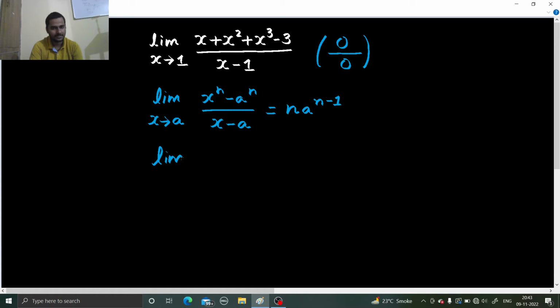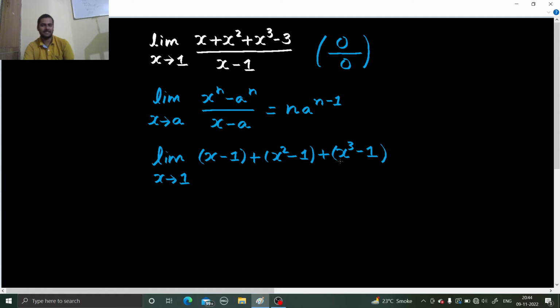So limit x tending to 1. I am writing this minus 3 as minus 1 and minus 1 and minus 1. So that can be written as x minus 1 plus x square minus 1 plus x cube minus 1. So the same minus 3 has now been written as minus 1, minus 1 and minus 1, divided by x minus 1.